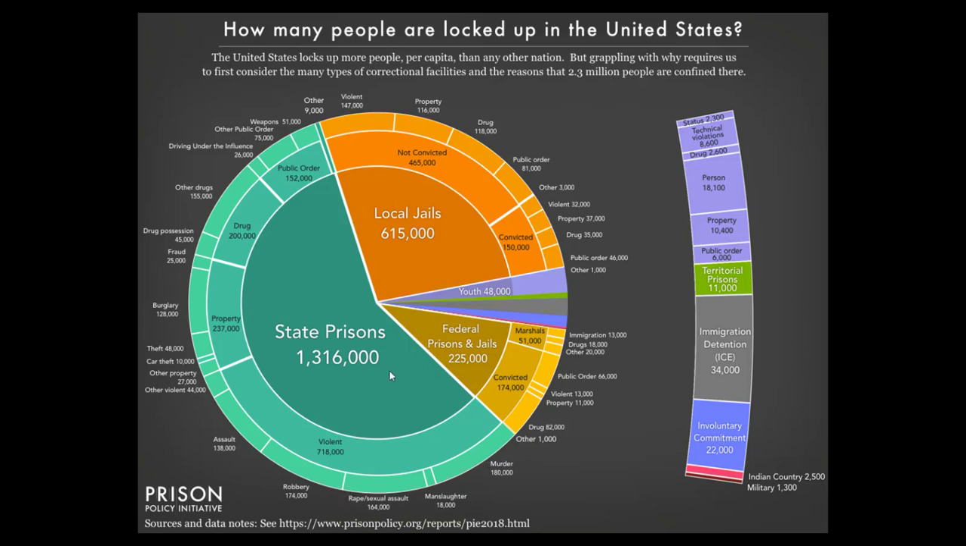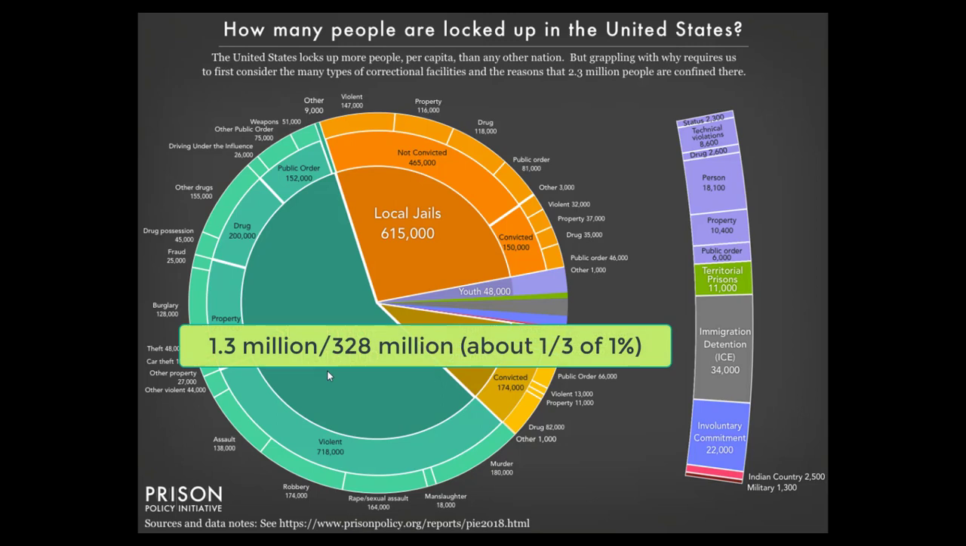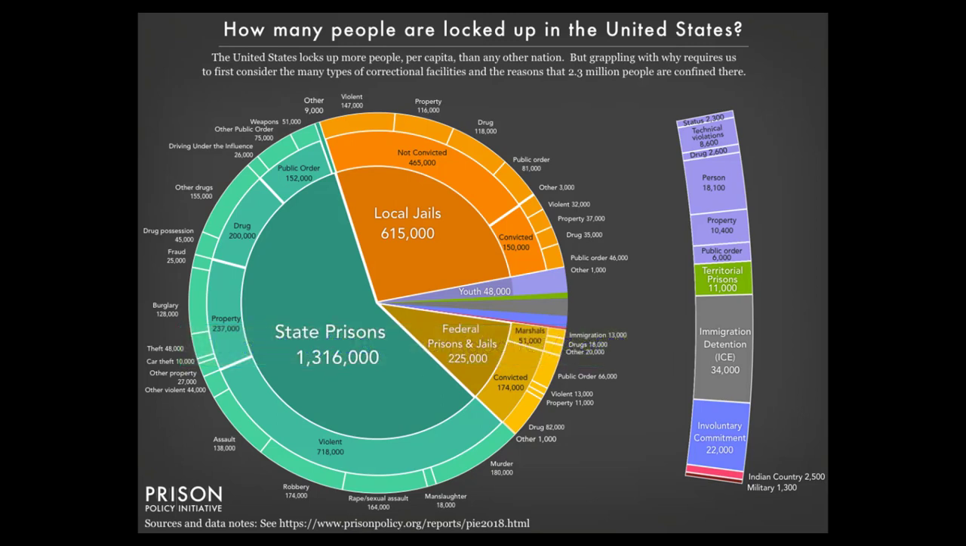Another thing I love about this graphic is the fact that it says 1.3 million people are in state prisons. Another way you could say that is it's 1/3 of 1% of Americans, because that's roughly what 1.3 million is. I mean, we could look at it more carefully, but if you divide that number by the total number of people in America, it's about 1/3 of 1%. But 1/3 of 1% seems tiny compared to the number 1,316,000. As a matter of fact, they even tell you up here, 2.3 million people are confined in these jails.